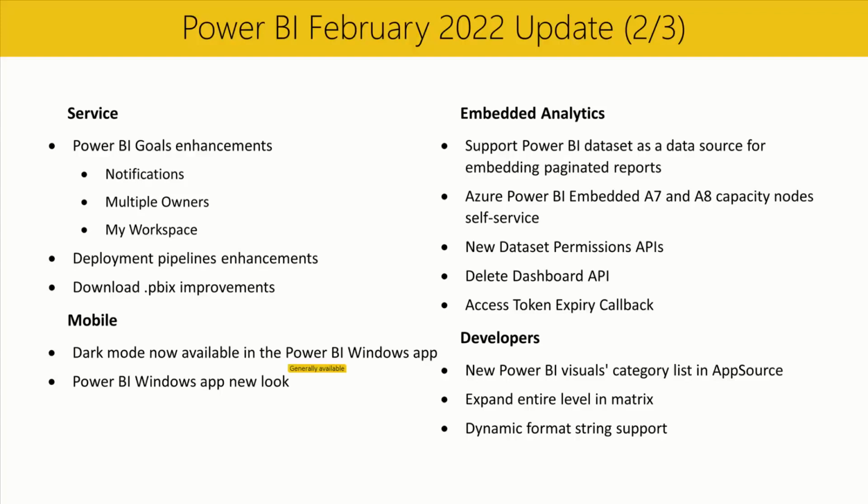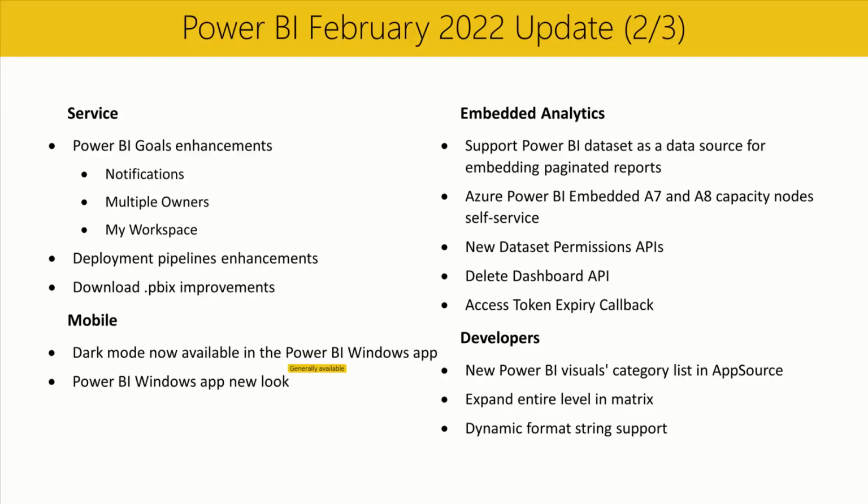Both capacity nodes could only be purchased by special request, but now we've enabled their purchase in self-service, either through the Azure portal or by using an ARM API. Self-service purchase of A7 and A8 in sovereign clouds will be enabled later this year.